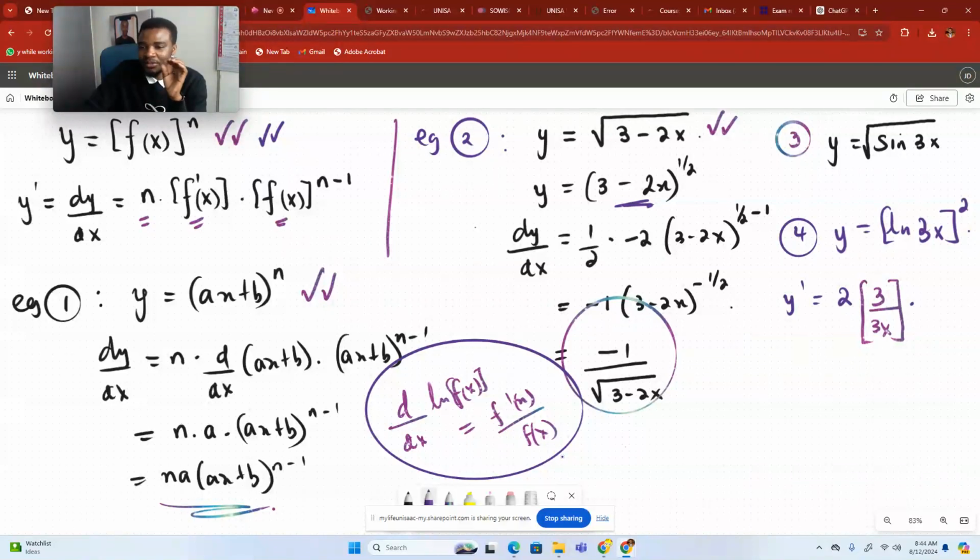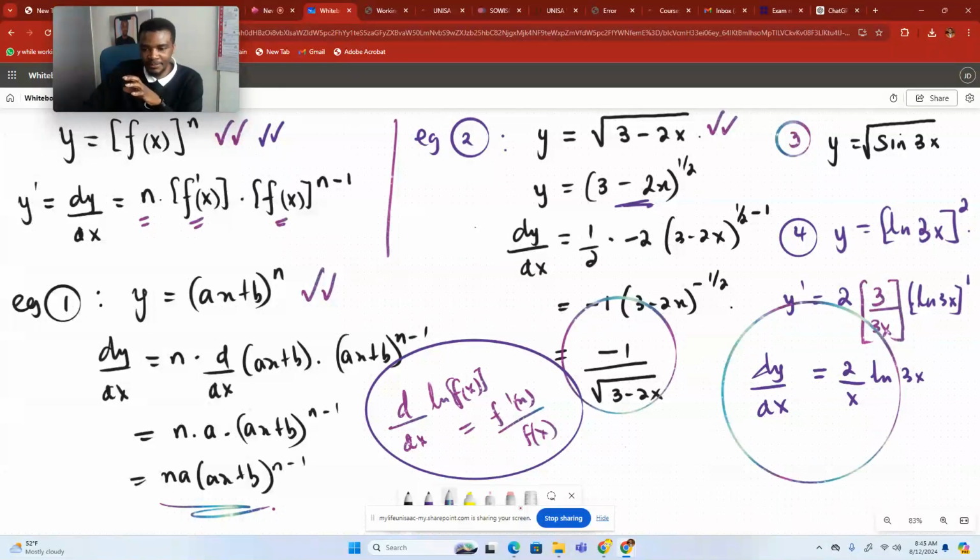Again, according to this one, let's keep again ln of 3x, but this time around, let's subtract 1 from the power. So that will be to the power of 1. So if we simplify this, our y prime, that's our dy dx, is 2 times 3 over 3x. Remember 3 over 3x will give us 1 over x, times 2, we get 2 over x. So it's going to be 2 over x times ln of 3x. This is our final solution.